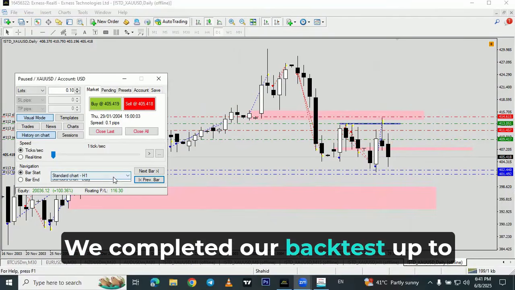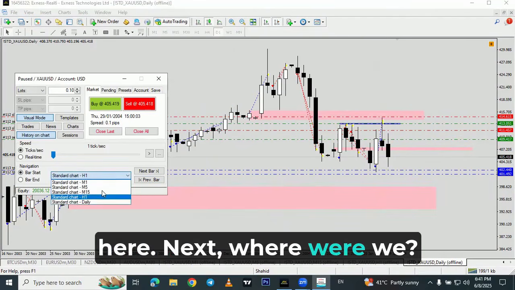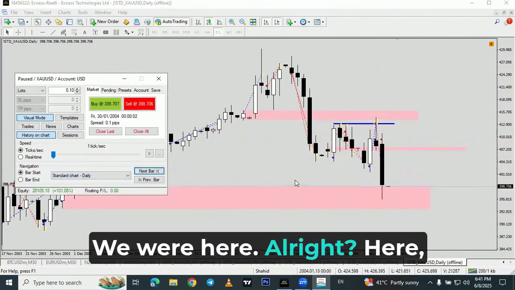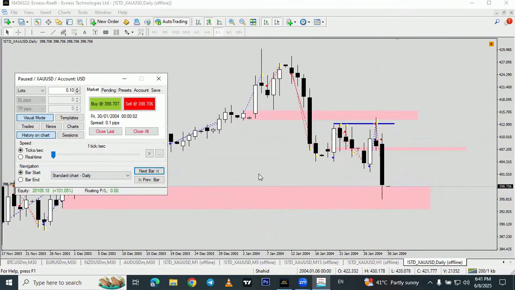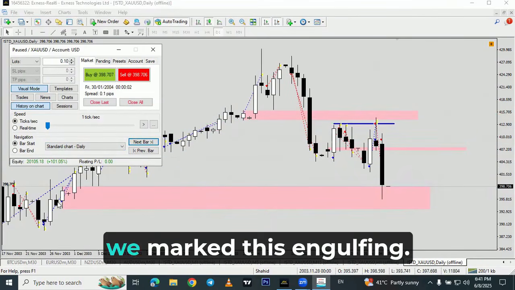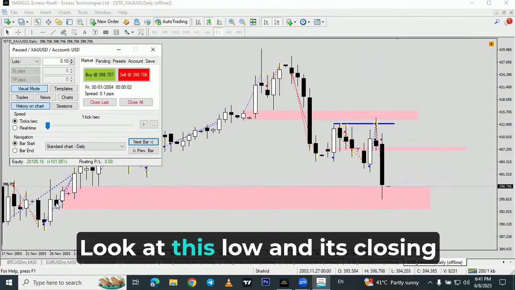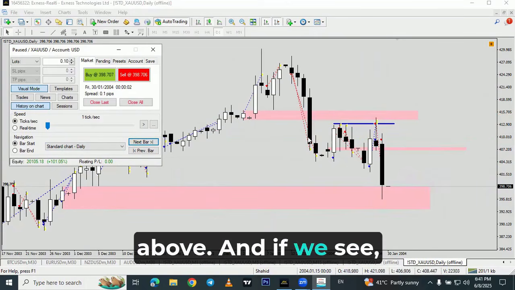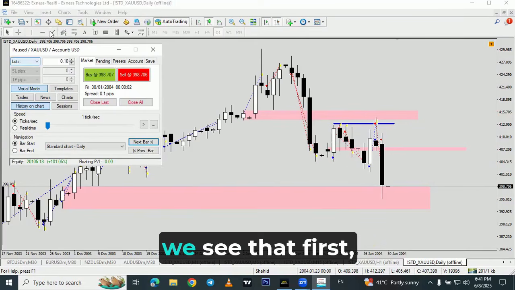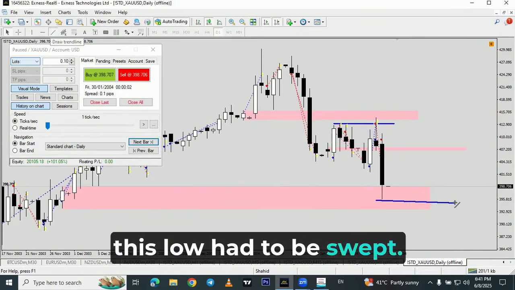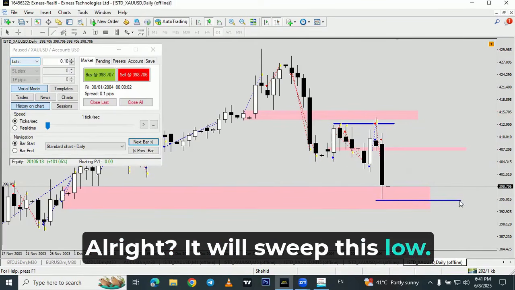We completed our back test up to here. Next, where were we? We were here. All right, here. You see, we marked this engulfing. Look at this low and it's closing above. And if we see what was done in the market, we see that first this low had to be swept. All right, it will sweep this low.